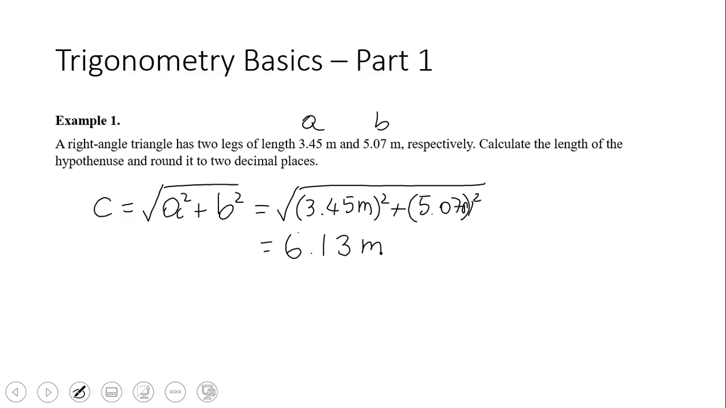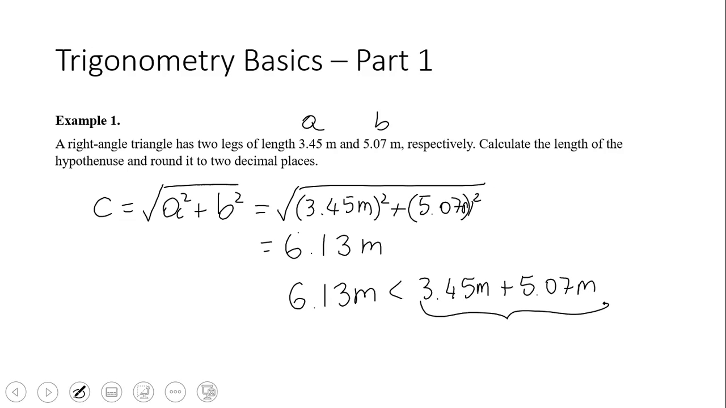So you can see right away that 6.13 meters is clearly less than the sum of 3.45 meters plus 5.07 meters, which in fact is 8.52 meters. So this is just to verify the statement I just made about the lengths.